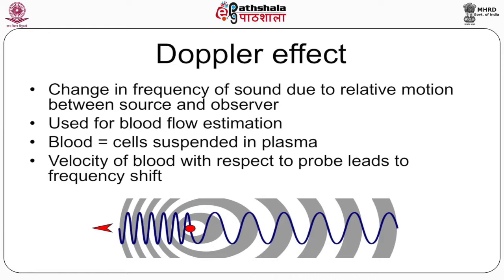Now, the question is how? Blood is essentially red cells and white cells which are suspended in plasma and are flowing inside vessels. Now, whenever we apply an ultrasound beam to this media which is flowing in a blood vessel, the velocity of blood with respect to the probe will depend upon whether the blood is flowing towards the probe or away from the probe. Therefore, the reflected wave that we will get because of this flow of blood will be different from the wave that we started with. This shift in frequency is responsible for the Doppler shift and can help us deduce whether the blood is flowing towards or away from the probe.